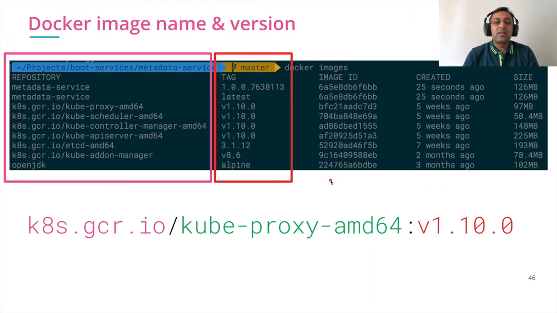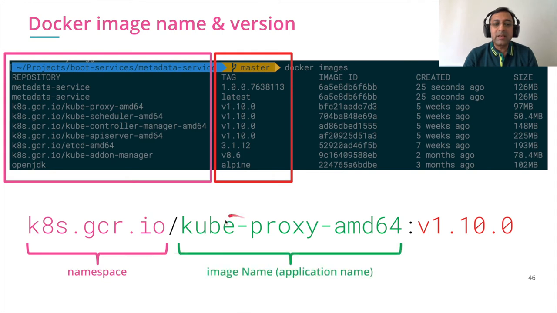Docker tags consist of three parts. The first part in the Docker tag is the namespace. The second part in the Docker tag is the image name. Both of these make up the repository part of the Docker image. And the last part is where you specify the version. So when you run the Docker images command, you'll see that there is a tag which shows you the version of the image. So that's how Docker tags consist of three parts: namespace, image name, and your tag version.